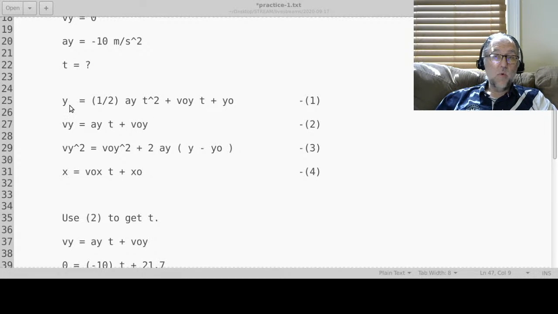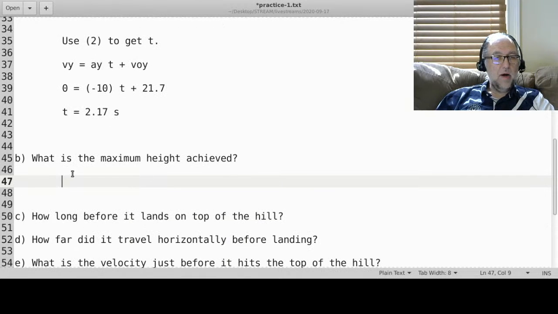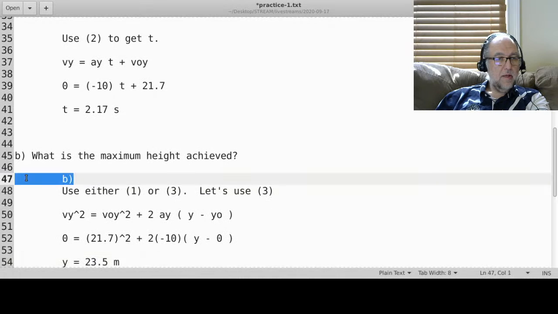So you want to use either equation 1 and substitute in time because you know time, or you could even use equation 3. Even though you don't have time there, you've got all the other pieces, because you've got V naught y, you've got Ay, and y is what you're trying to solve for. Then there's y naught. I think I chose to use number 3. I did. But it's really up to you. It just depends on what you feel more comfortable with.